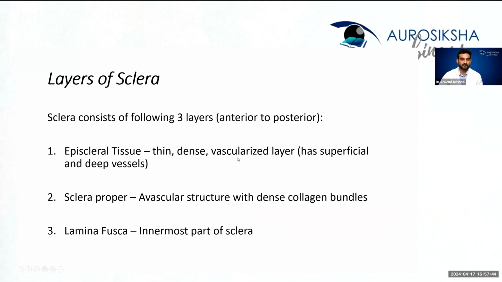So the layers of the sclera. The sclera consists of the following three layers, again from anterior to posterior. The first one is the episcleral tissue, which is a vascularized layer because it has vessels. Then the sclera proper, which is an avascular structure. And finally, we have the lamina fusca.